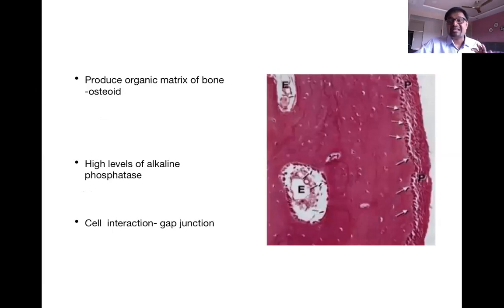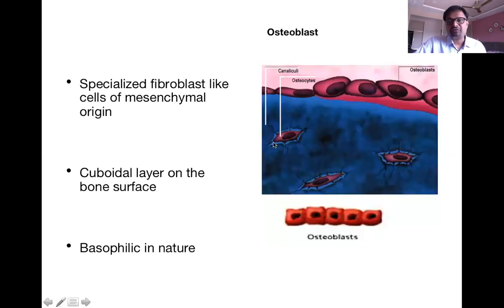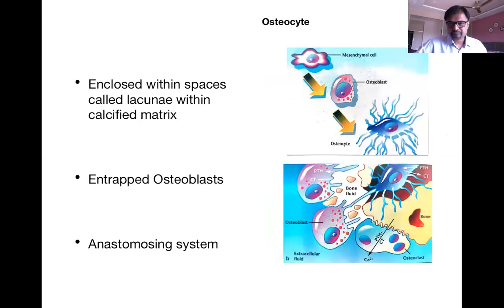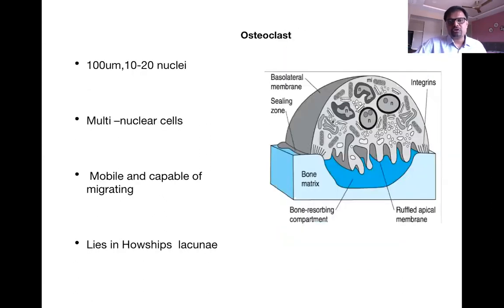And the osteocyte is a living cell. It maintains the vitality of the bone in that particular area. And the most important characteristic of the osteoblast is that it has very high levels of alkaline phosphatase. Alkaline phosphatase is the enzyme which helps in mineralizing the collagen matrix. The osteoblast which gets locked within the formation of the bone is known as the osteocyte.